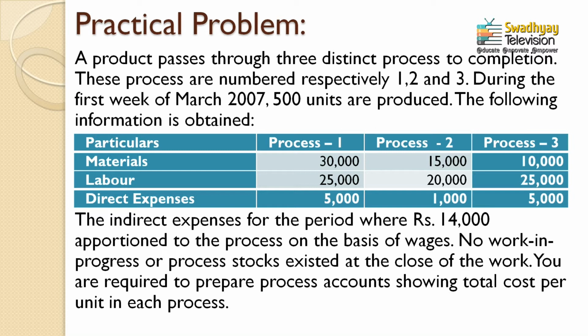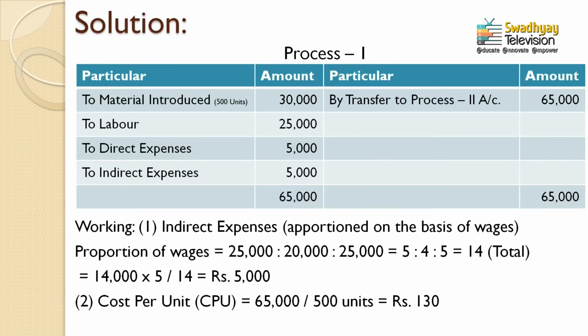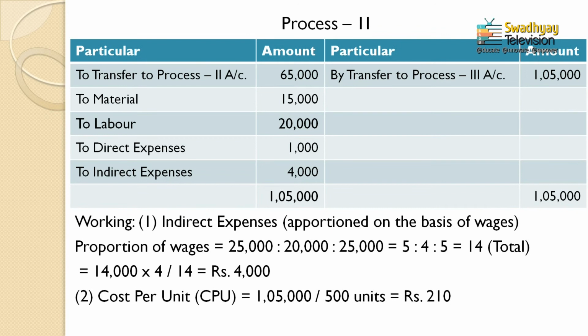All these three expenses, 15,000, 20,000 and 1,000, are going to be recorded in the process 2 account, debit side. Now see the debit side of the process 2 account: material, that is 15,000, labor, that is wages, 20,000, and direct expenses, rupees 1,000. So all these three expenses are taken from the respective table and the respective questions, and all of them are recorded on the process account debit side.